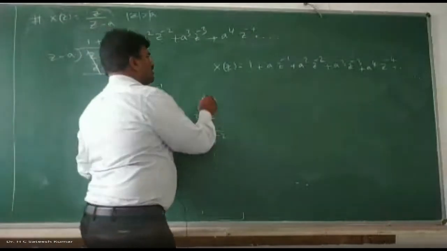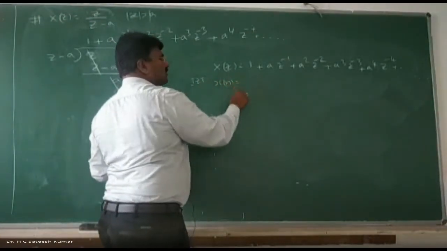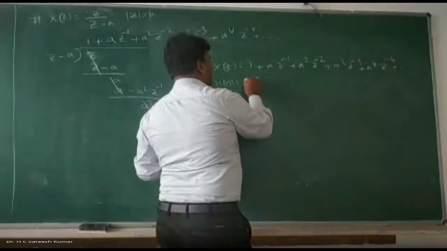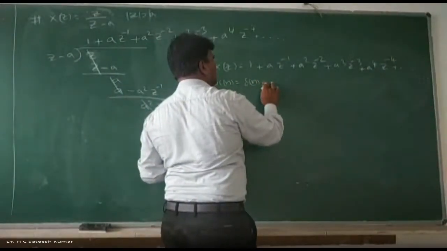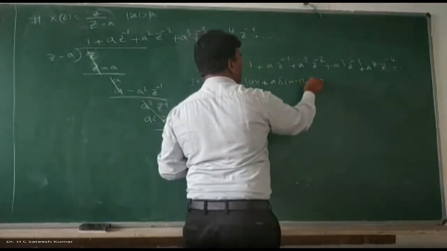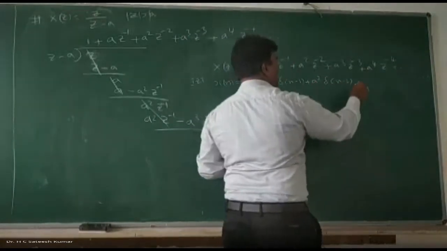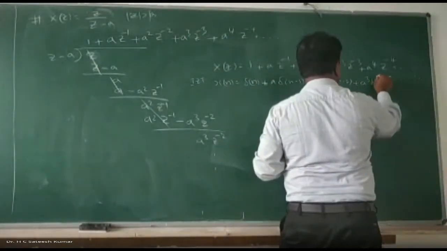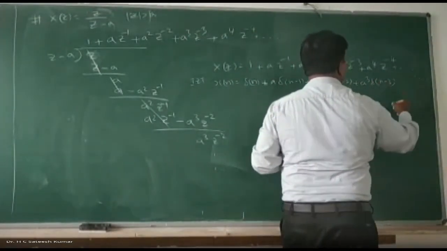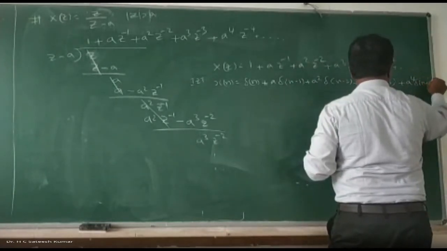Take the inverse Z transformation of it. x of n is equal to delta of n plus a, a is constant, delta of n minus 1 plus a square into delta of n minus 2 plus a cube into delta of n minus 3 plus a power 4 into delta of n minus 4.